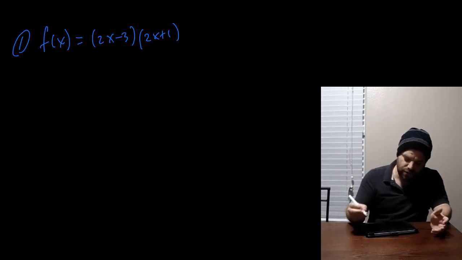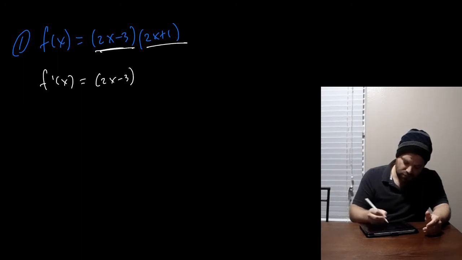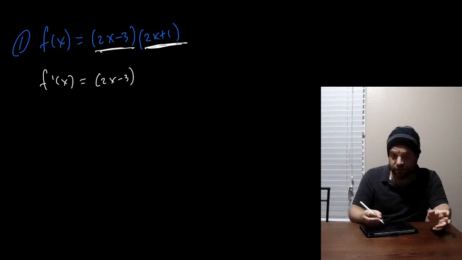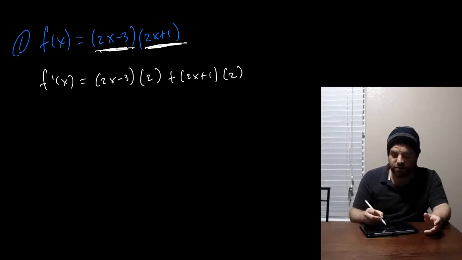So in this question, I want to identify the two functions that I'm looking at. Okay, I have one function here and another function here. So if I want this derivative, I'll copy the first function, and then I'll take the derivative of the second function. So the derivative of 2x plus 1 using the power rule will just be 2. And then plus the second function, 2x plus 1, times the derivative of the first, which will also be 2, by the power rule. So it's the first function times the derivative of the second function, plus the second function times the derivative of the first function.